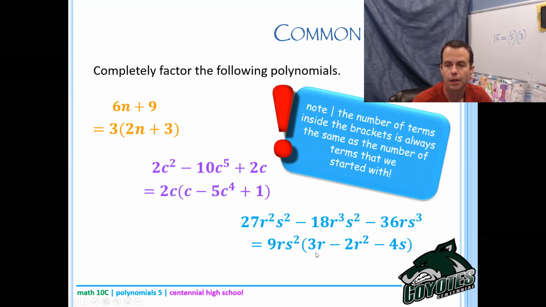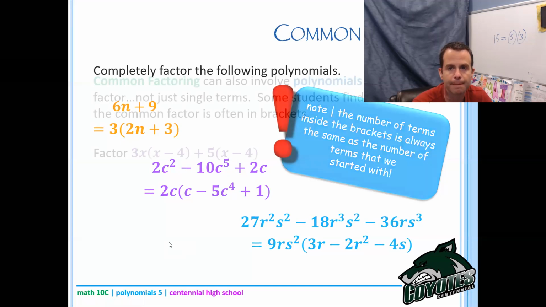And then negative 36 divided by 9 is negative 4. My r's divide each other out, and I've got s cubed divided by s squared. That will leave me with 1 s there, okay?